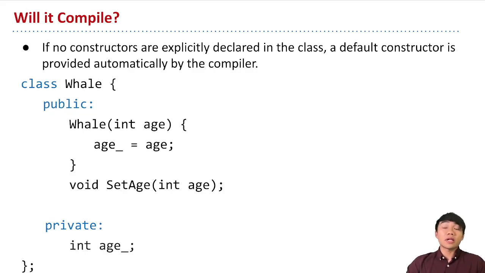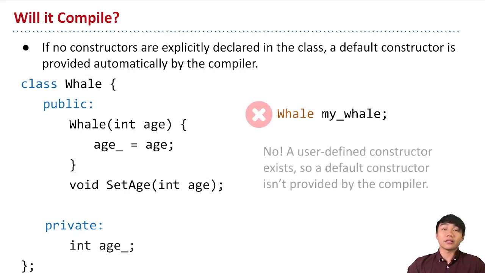Take a look at the Whale class now. If I were to invoke the default constructor like I did before, do you think it would compile now? Take a moment to pause if you need to and make a guess. In this case, this would be a compiler error. The reason is that we've defined a constructor already in the class. We have a non-default constructor here. It takes in a parameter, so it's not a default constructor. It takes in an integer age.